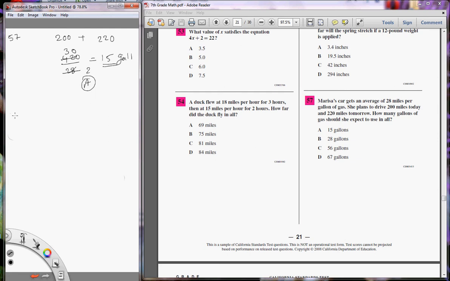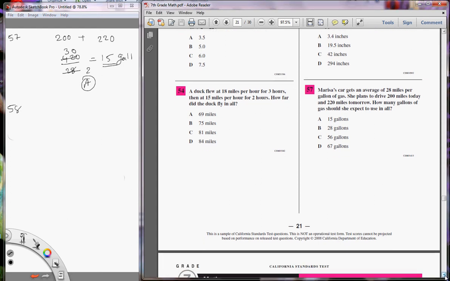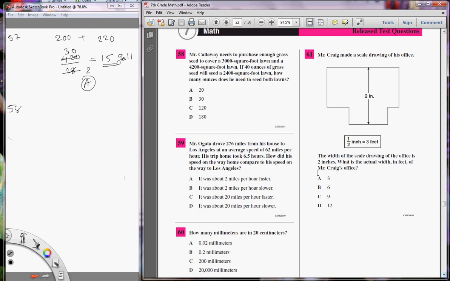Okay, let's go to question number 58 now. Mr. Callaway needs to purchase enough grass seed to cover a 3,000 square foot lawn and a 4,200 square foot lawn. So the total lawn is 7,200. If 40 ounces cover 2,400 square feet, how many ounces are needed?